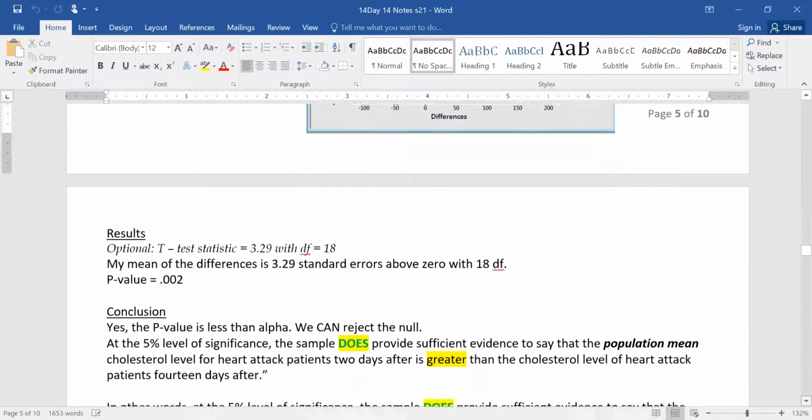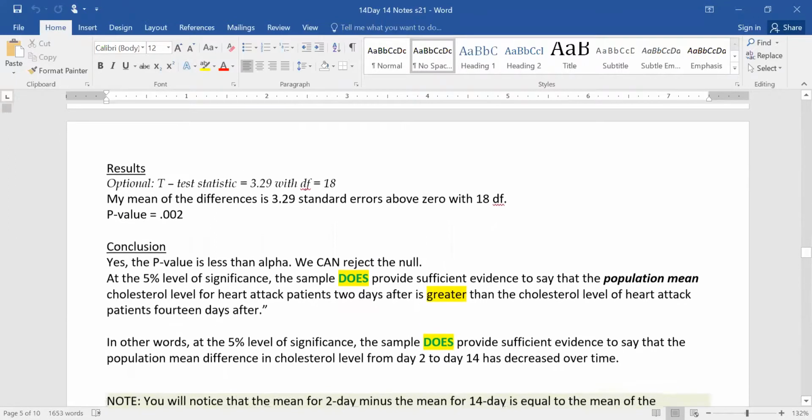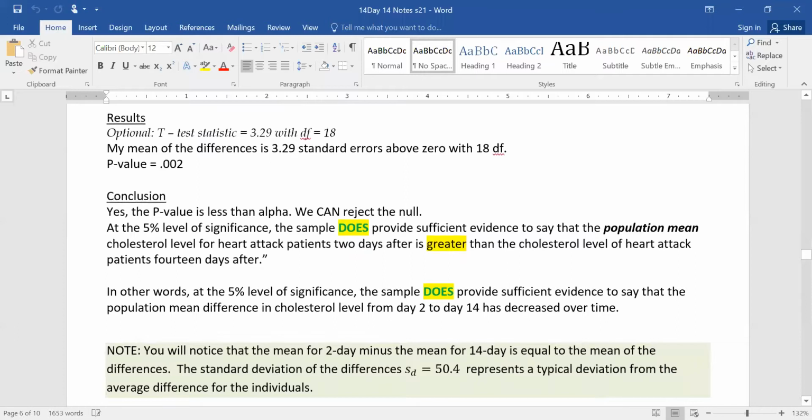Okay. So my results, I'm going to say that my mean of the differences is 3.29 standard errors above 0. So if you picture your normal curve, you're on the right side, 3.29 standard errors from the center, right, of 0 with 18 degrees of freedom. My p-value is 0.002. So yes, my p-value is less than alpha. We can reject the null. So at the 5% level of significance, the sample does provide evidence to say that the population mean cholesterol level for heart attack patients 2 days after is greater than those 14 days after.